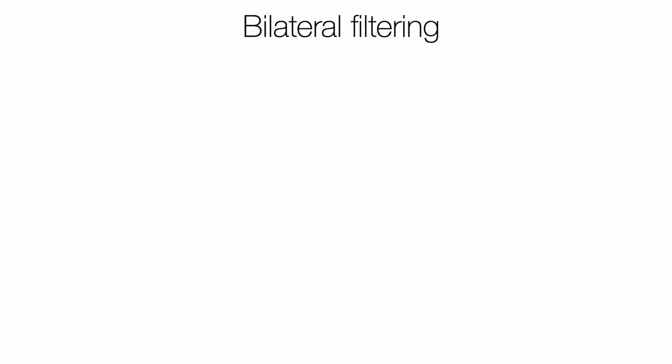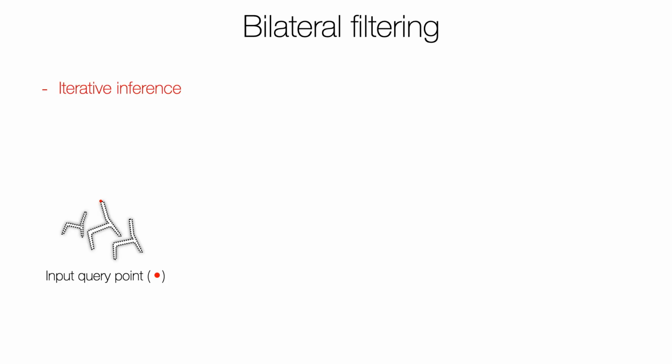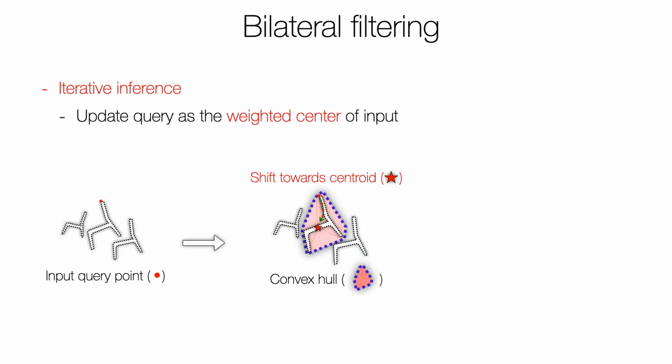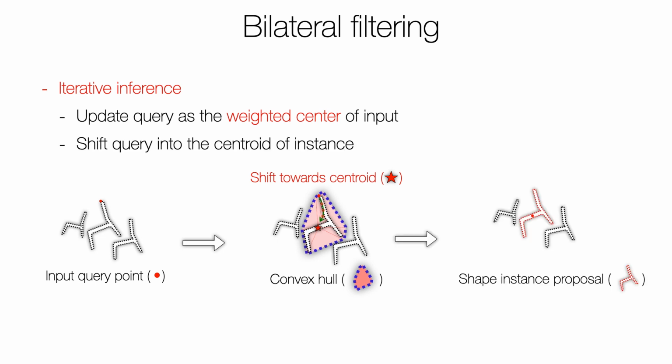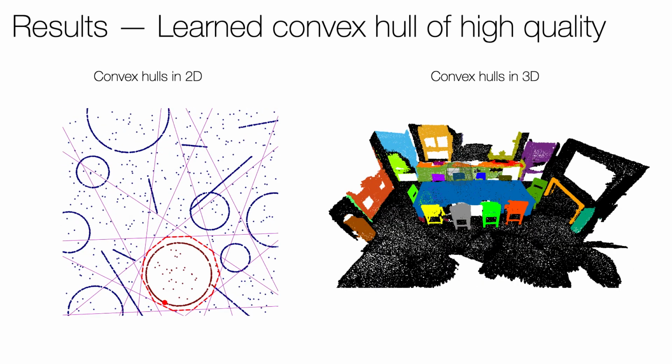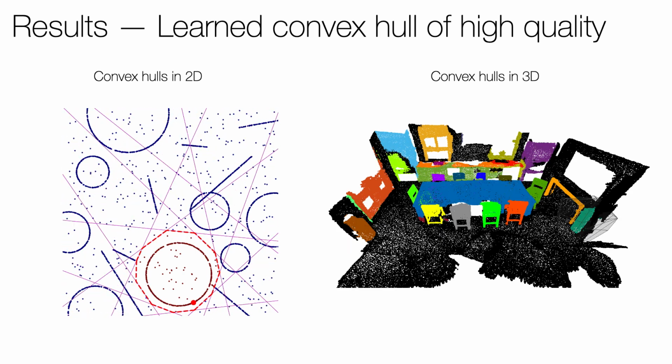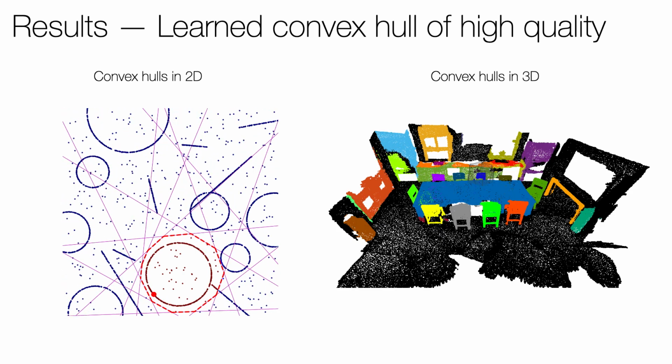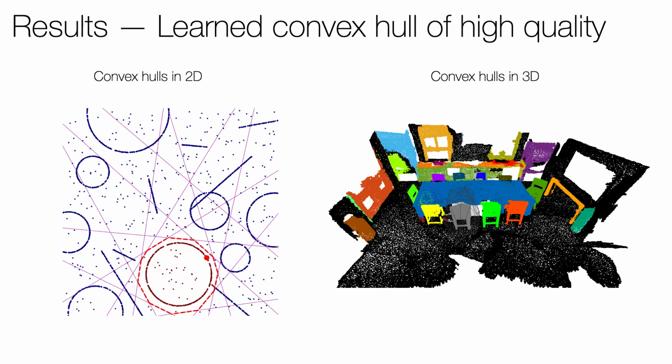Using the affinity score definition, we iteratively update queries as the weighted center of all other points. This allows us to shift queries into the centroid of corresponding instances to refine the shape instance proposals. We show on both 2D synthetic data and 3D real point clouds that we can learn high-quality convex hulls. On the left, we show consistent convex hulls predicted for different queries sampled on the same instance. On the right, we show that we can learn convex hulls for different complex objects.